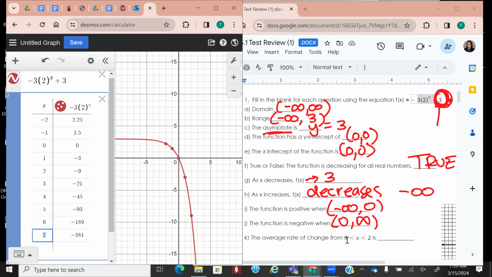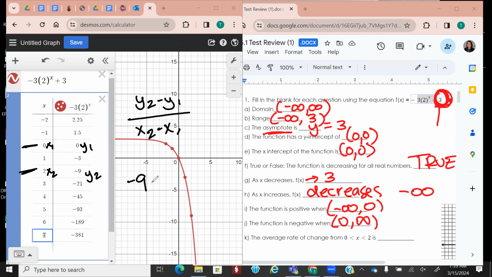Now, this one's the average rate of change from 0 to 2. We talked about this yesterday, where here's the equation for average rate of change. It's just slope. And we want to go from 0 to 2. So this is going to be my x1. That's going to be my x2. It's going to be my y1. That's going to be my y2. We're going to take that and plug it in. It's going to be -9 minus 0 over 2 minus 0. So this is going to give me -9 over 2, which is going to give me -4.5. So -4.5. Now you can keep that as a fraction.